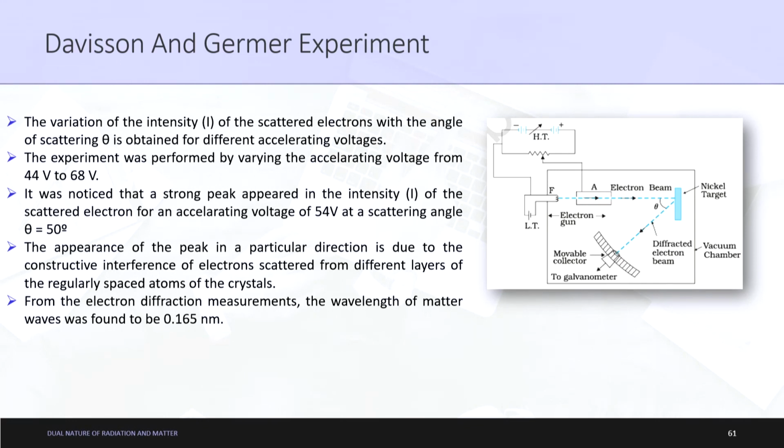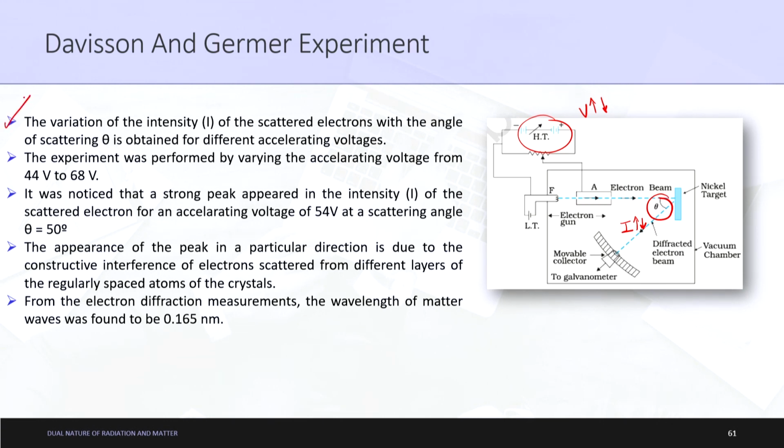The last part which I explained to you was the variation of the intensity of the scattered electrons with the angle of scattering theta. This is your angle of scattering theta, and the variation of intensity is observed here. It can be higher or lower, depending on how the voltage has been increased or decreased, for different accelerating voltages.